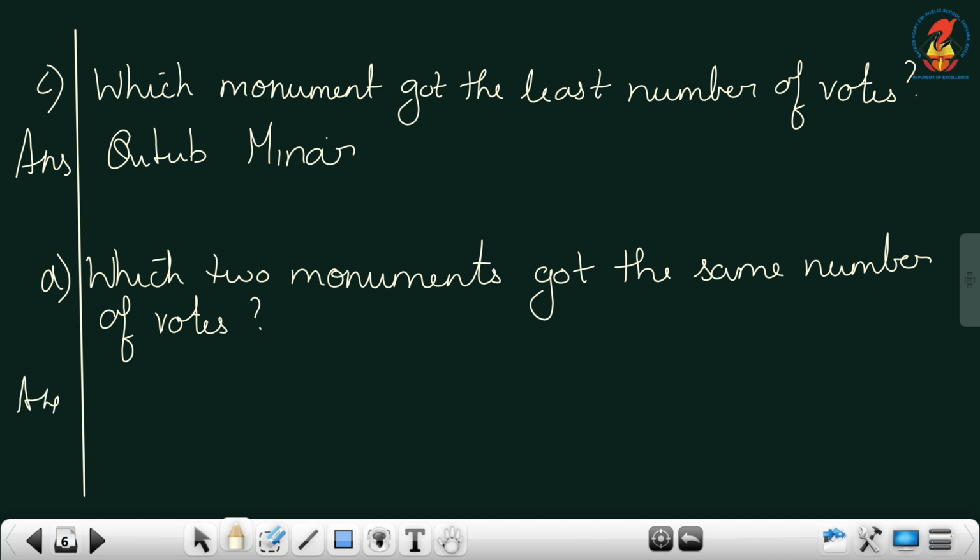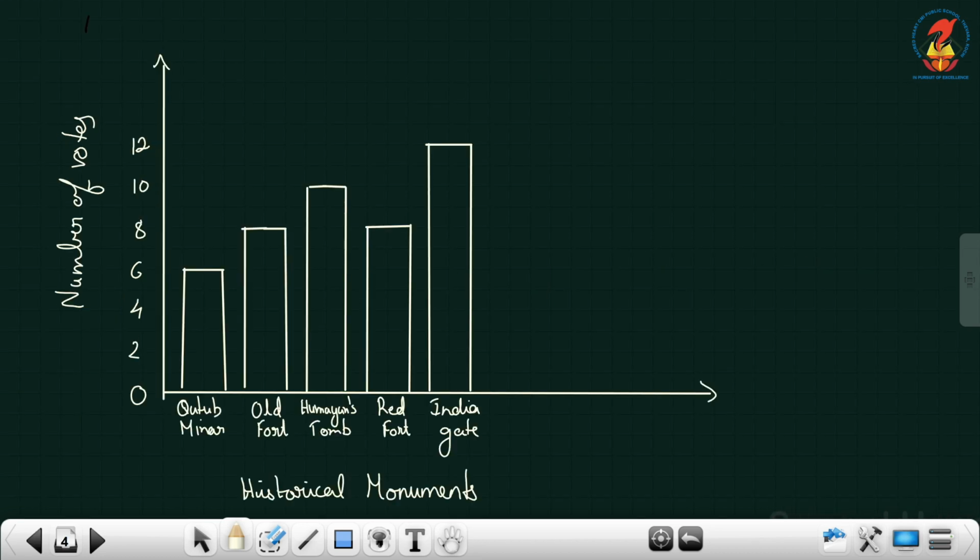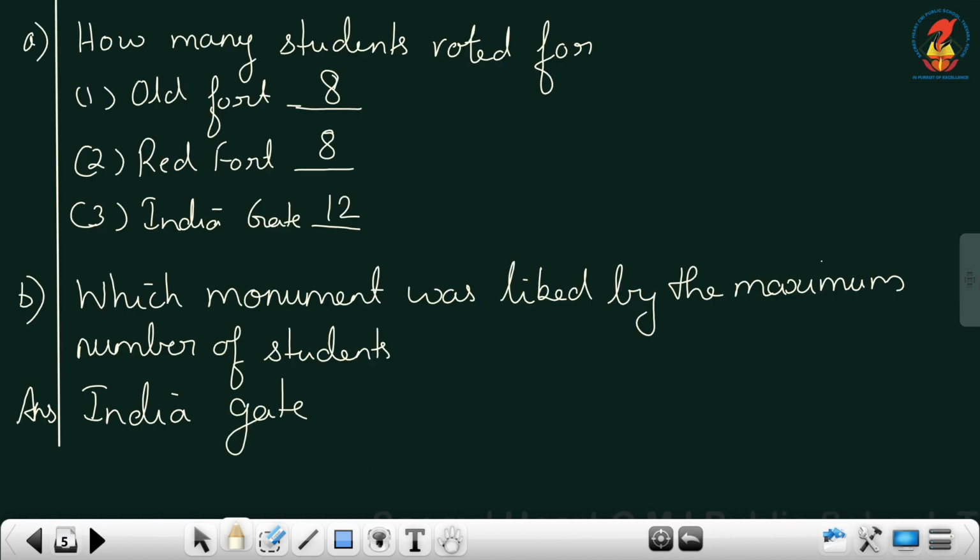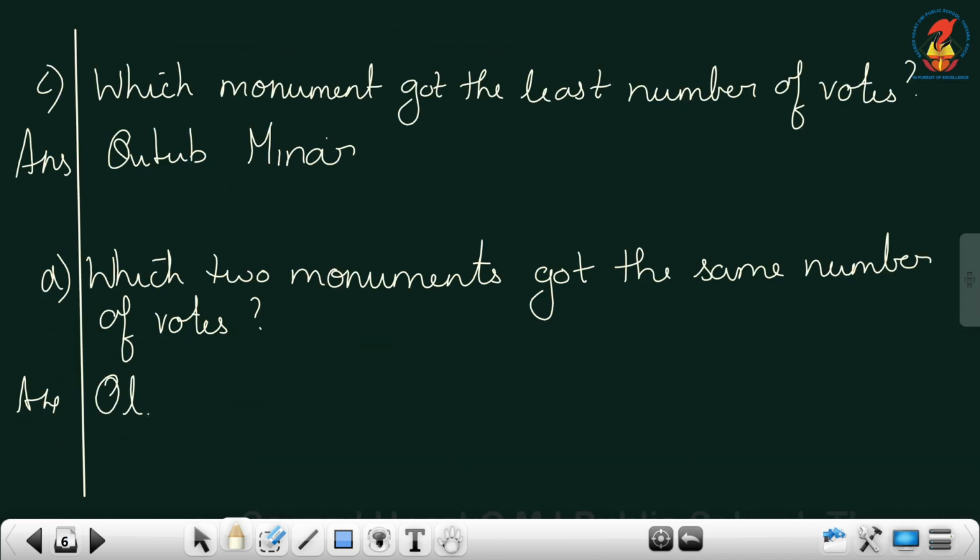Next, which 2 monuments got the same number of votes? You can see 2 monuments with 8 votes, that is Old Fort and Red Fort. So the answer is Old Fort and Red Fort.